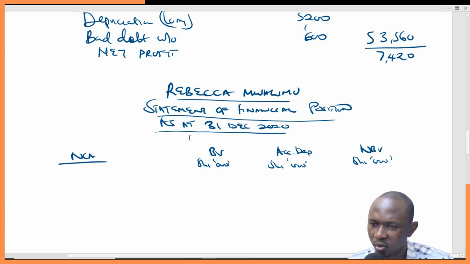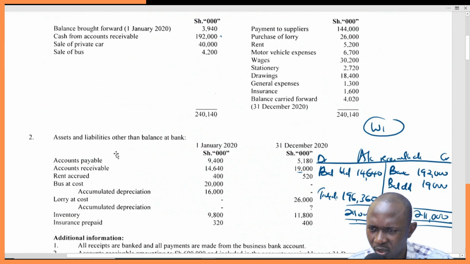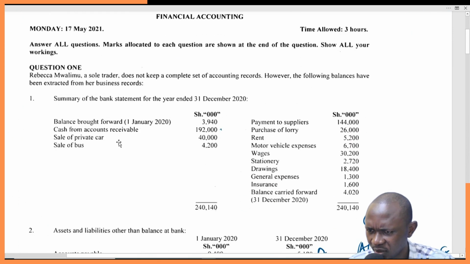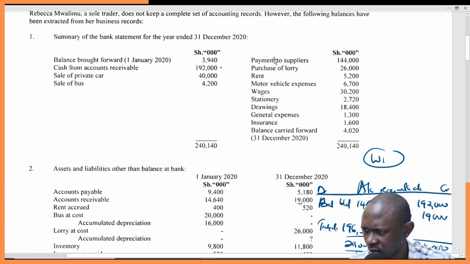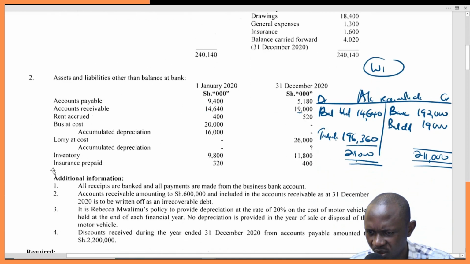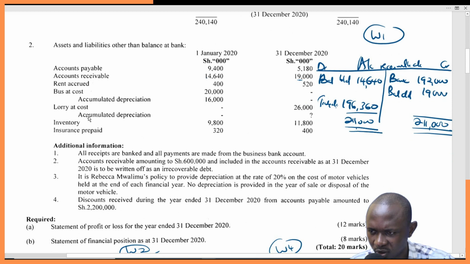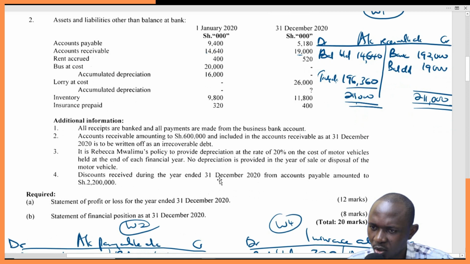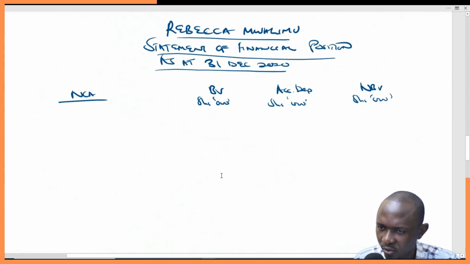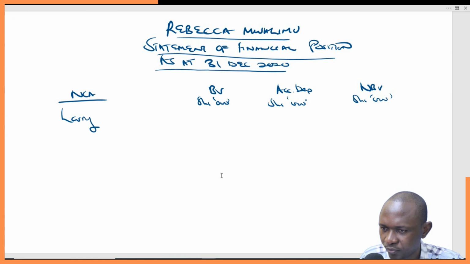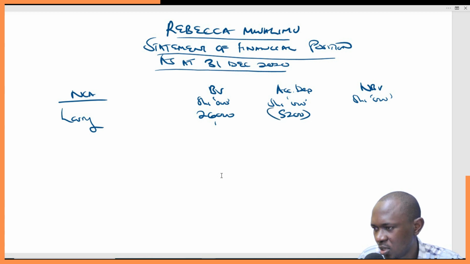So let's start with the motor vehicle non-current assets. I think we have the non-current assets that these are private car and it was sold. So there's a lorry here that was purchased. Other than the lorry, there's a bus that was sold. So this bus is no more. Remember, it was sold. So lorry at cost, we only have the lorry 26,000. So for non-current assets, we only have the lorry. The book value is 26,000, depreciation is 5,200, so net book value is 20,800. Good.